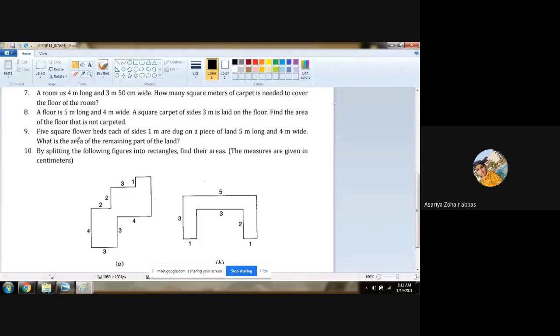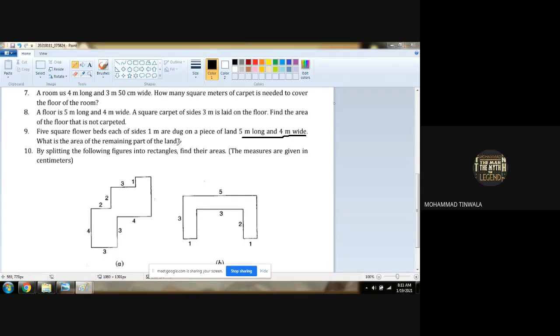Five square flower beds, each of side 1 meter, are dug on a piece of land 5 meter long and 4 meter wide. What is the area of the remaining part of the land?